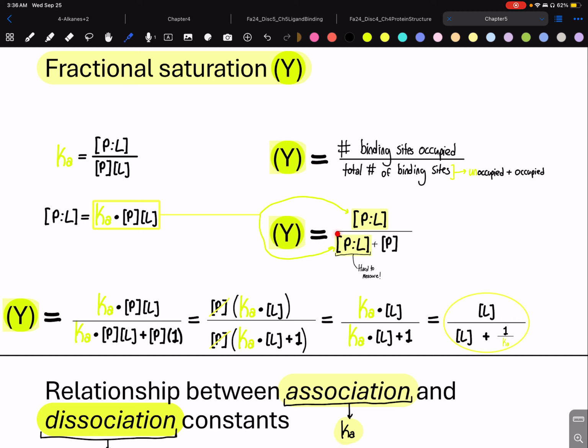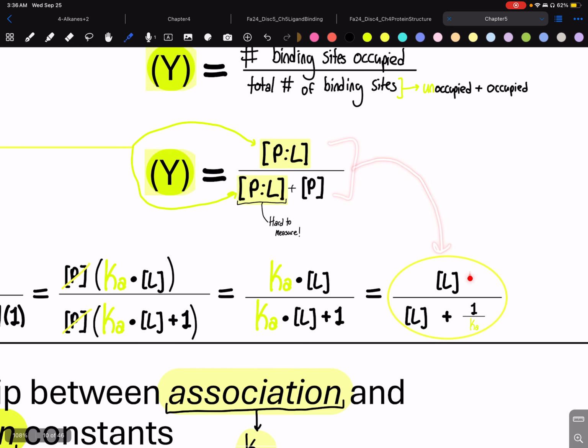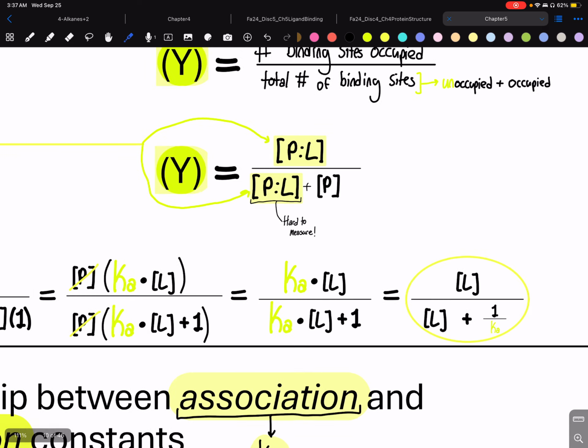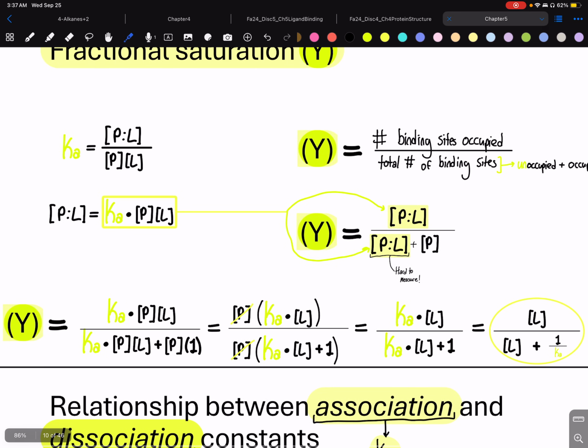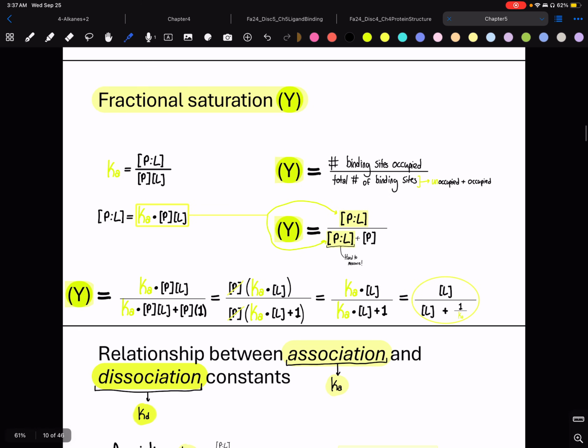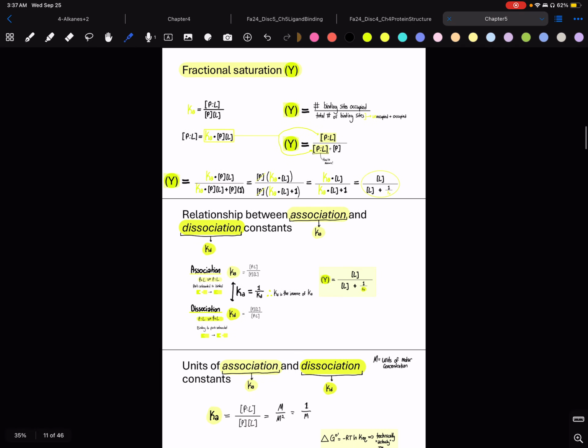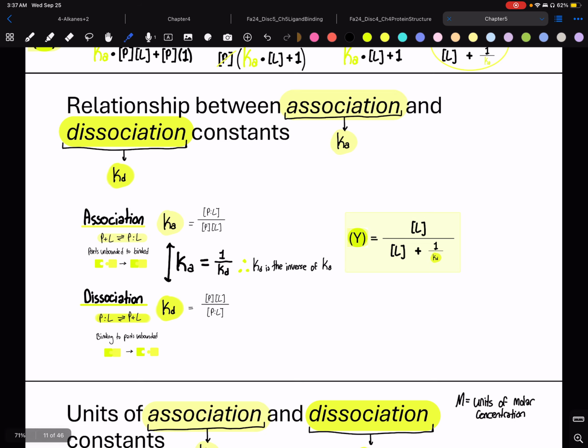So this value itself is hard to measure. So instead, we're going to change this into this, where we have the concentration of our ligand, which, like we said, would be a constant, over the concentration of the ligand plus 1 over Ka. So Ka is the association constant, and that is this function right here. So basically, it's just the inverse of this in the denominator.